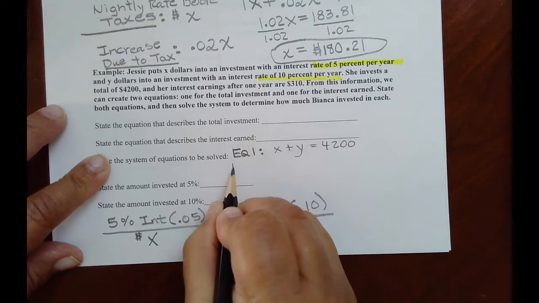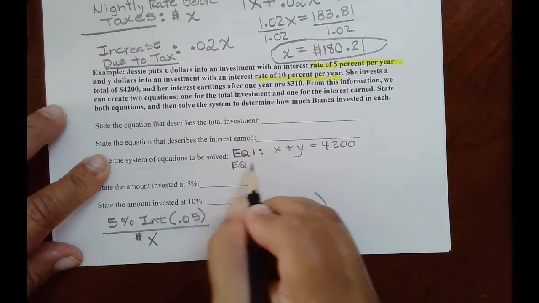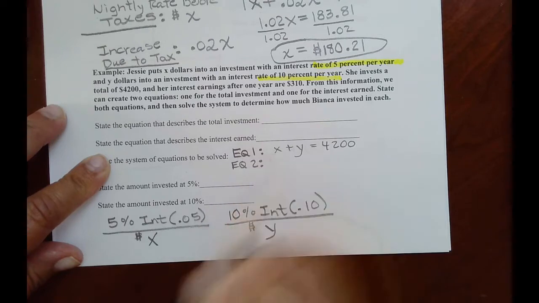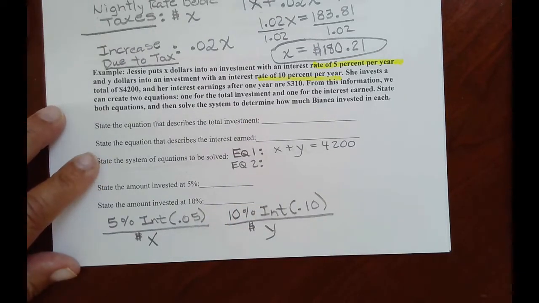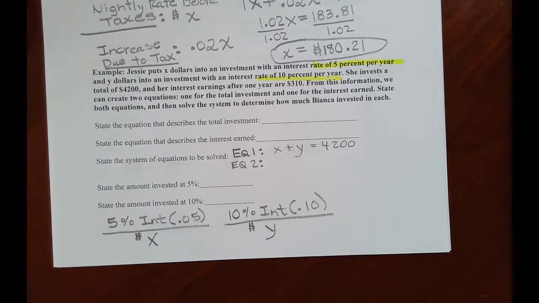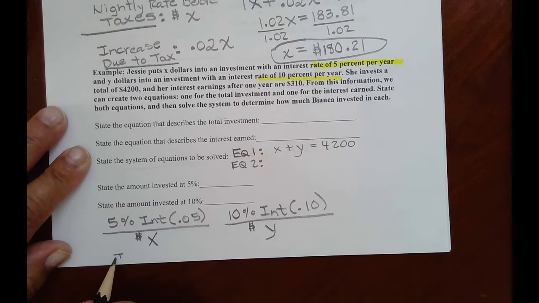But I can also make an equation that talks about the amount of interest that she is going to earn over the course of the year. When you're earning interest, it is principal. That's the amount that you invest in the account. In this case, it would be X dollars times the rate times time. Well, in this case, we are just looking at how much is being earned over the course of 1 year.